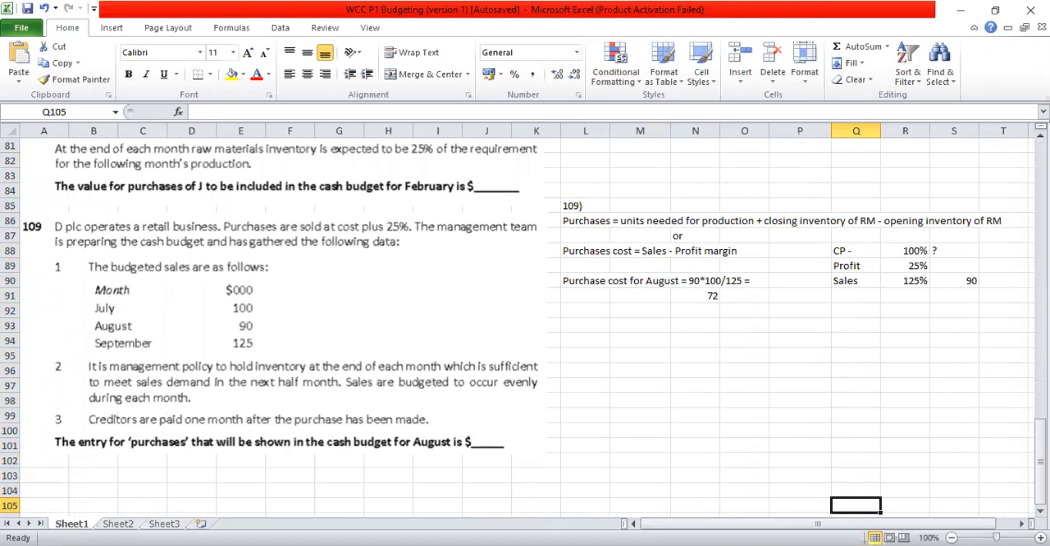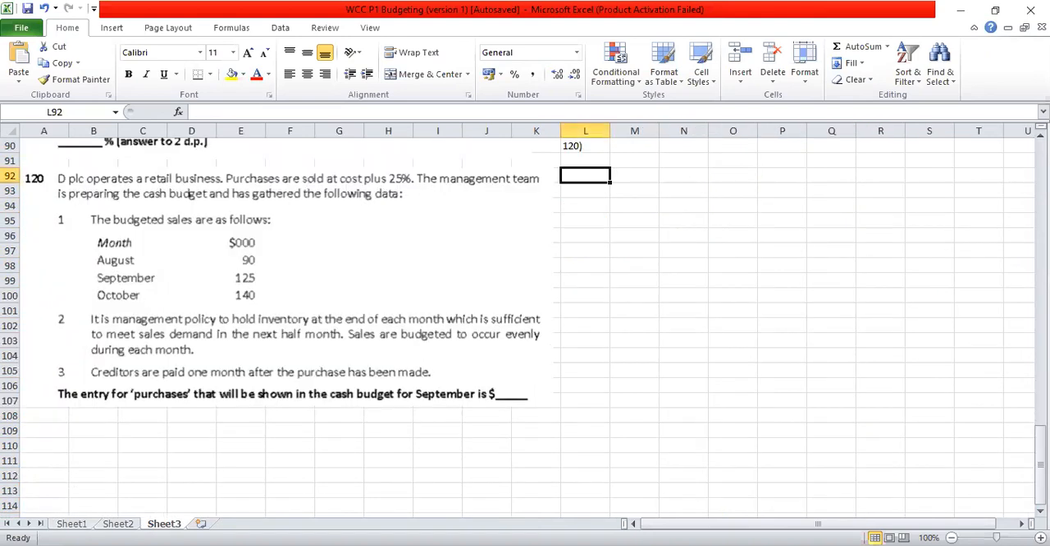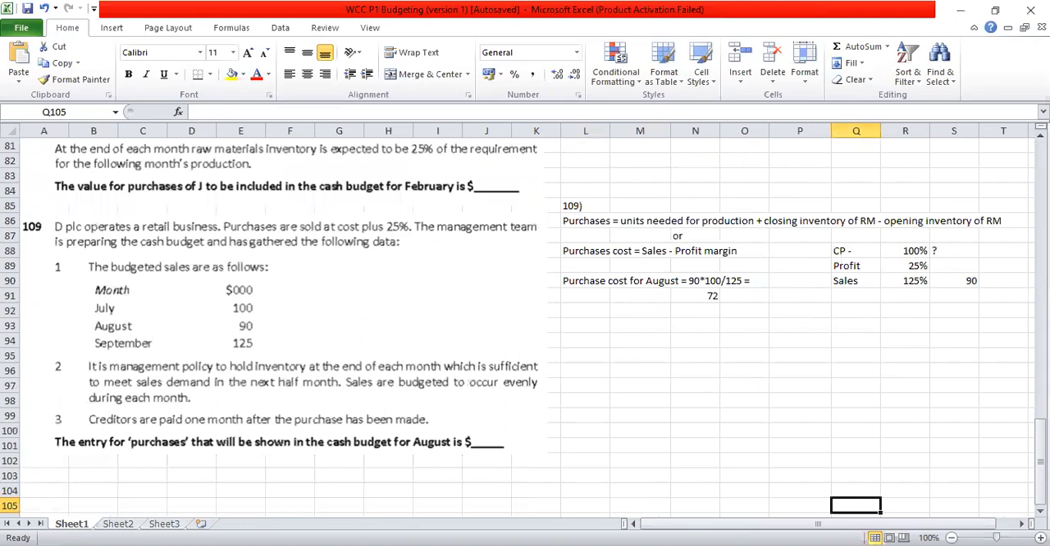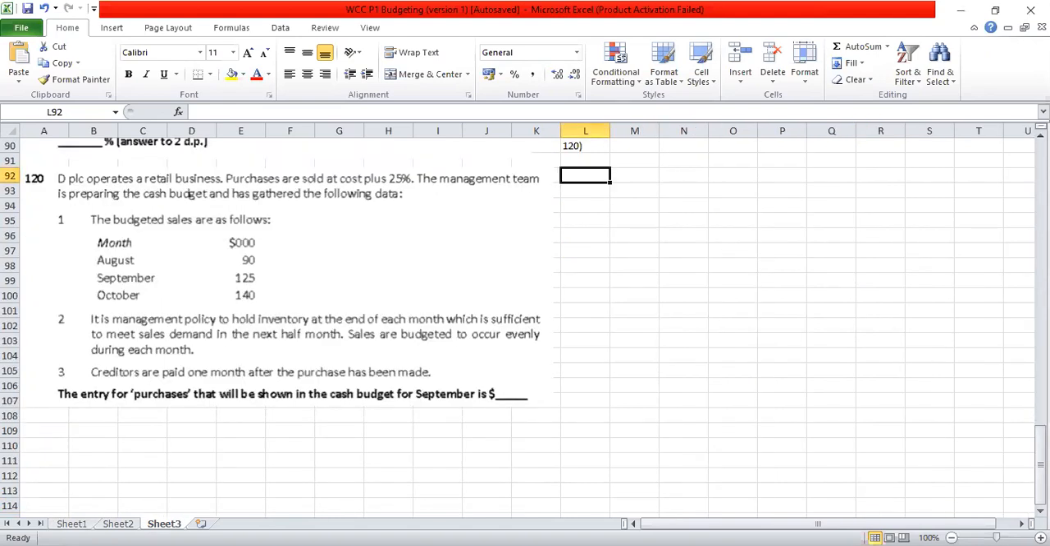Are these the two same questions? I think 109 we didn't complete then. They look the same. 190, 125, 100. The figures are different.